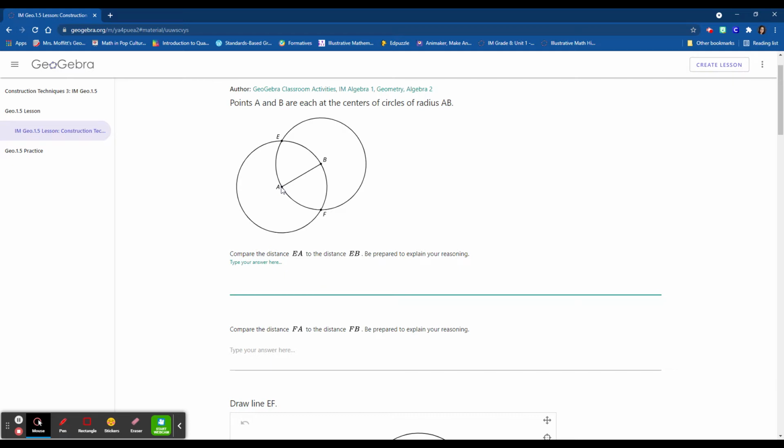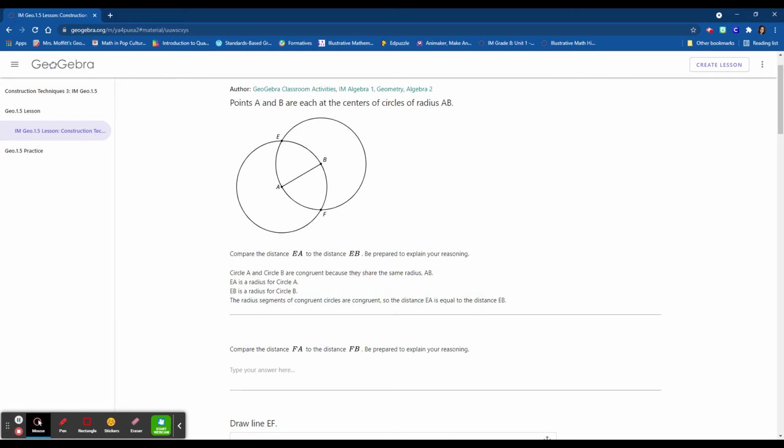So if I look at the distance from E to A, I notice that's a radius for circle A. And then if I look at the distance from E to B, I notice that's a radius for circle B. So since we know the two circles are congruent to each other, then that means that this radius of EA has to be congruent to this radius of EB. All right, so I've typed out my response here. Moving on to the next question.